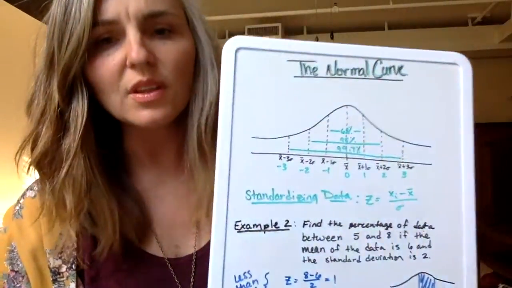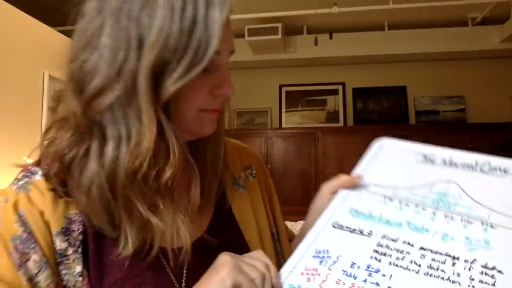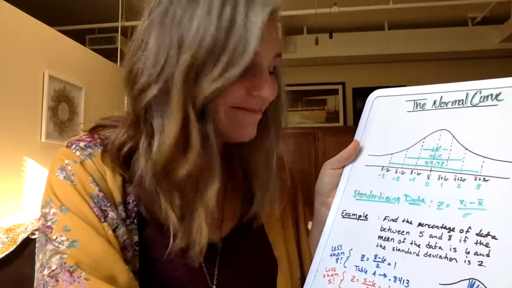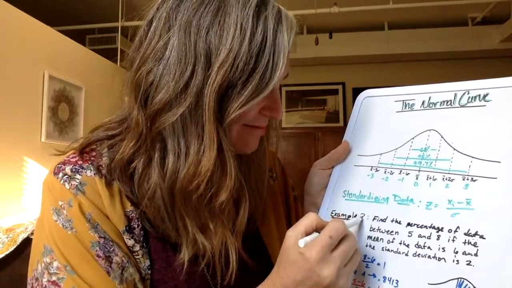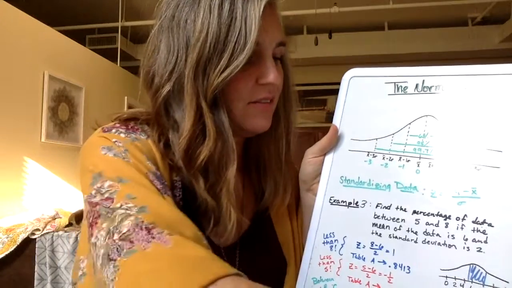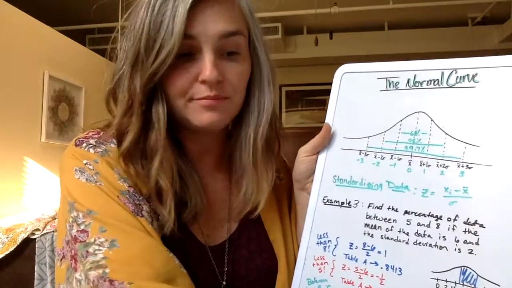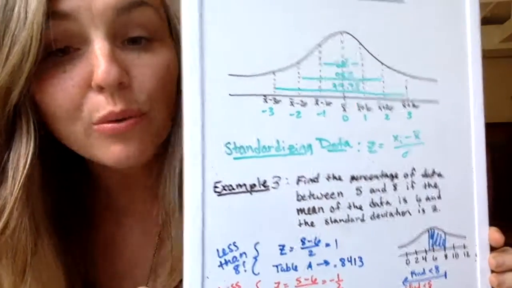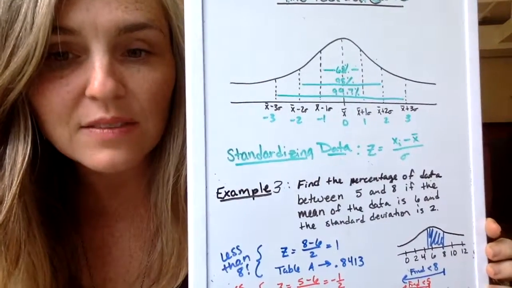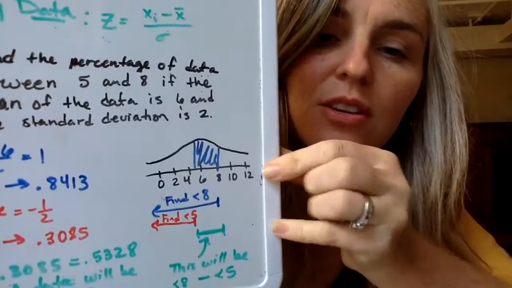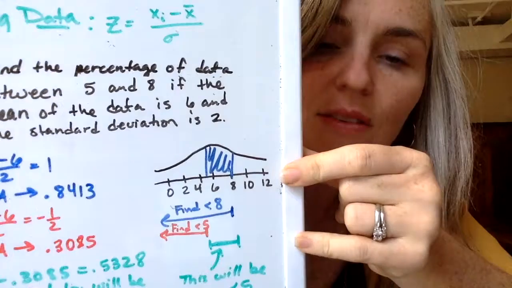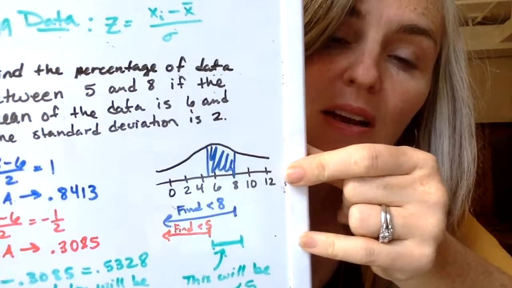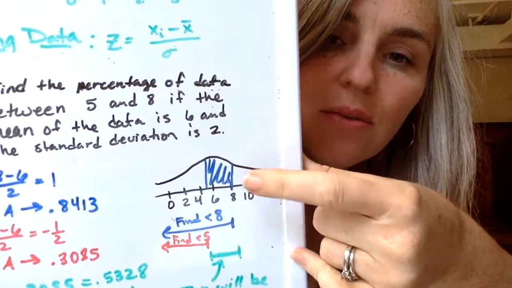The next type of problem you might see is a between problem. So you could see something like this. Example 3. Not very clean when I'm writing and holding. All right. Find the percentage of data between 5 and 8 if the mean of the data is 6 and the standard deviation is 2. So start with a picture. Here's your normal curve. Mean is 6, standard deviation is 2. Between 5 and 8 looks like this.